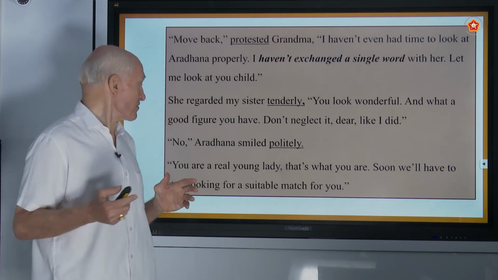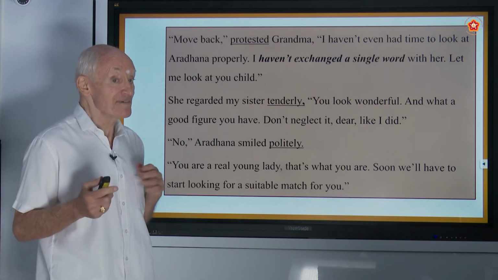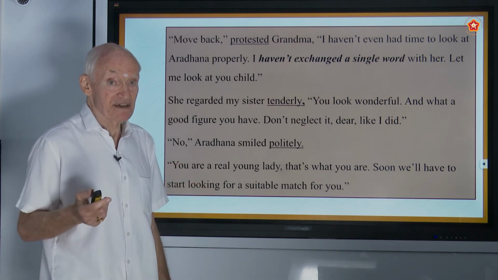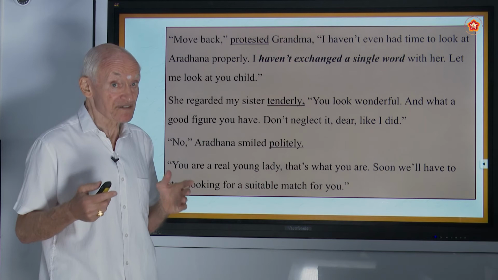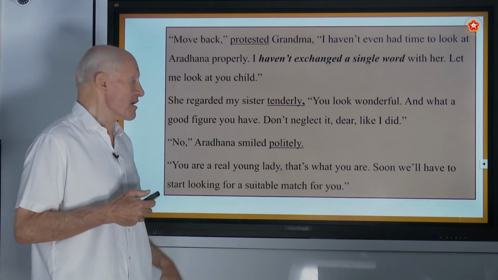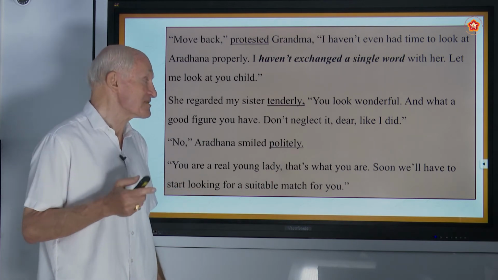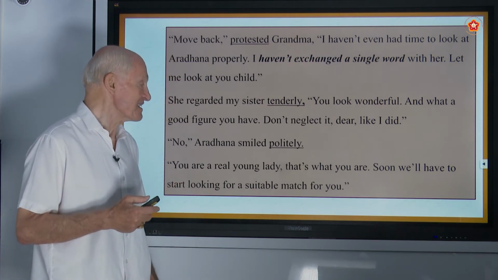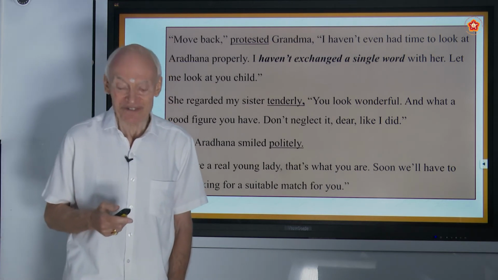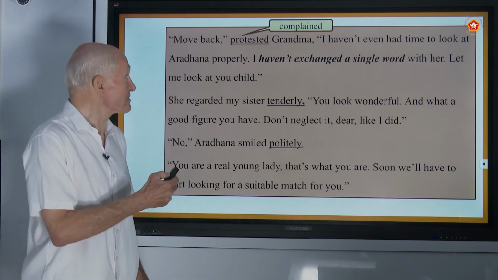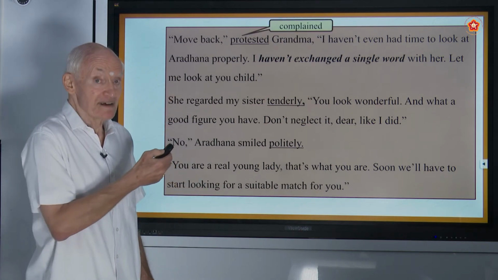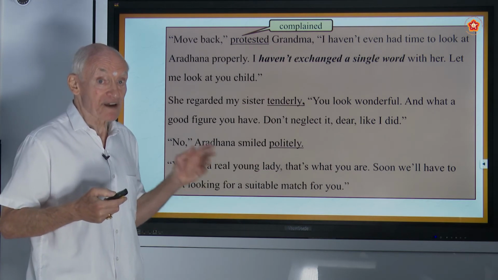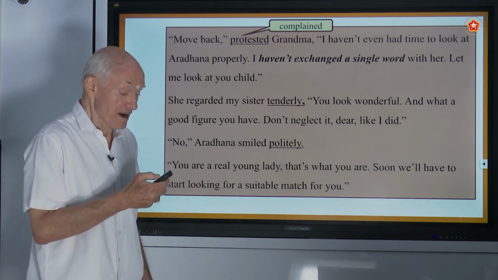So Ardna, what she said was, no, very sweetly, okay? Ardna replied politely. Not a loud speaker, she's very polite. You are a real young lady, that's what you are, said the grandmother. Soon we'll have to start looking for a suitable match for you. Now let's go through some of the words. Protested, complained. Grandmother did not want to be shooed away. She wanted to talk to Ardna.